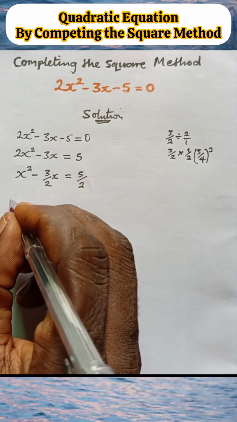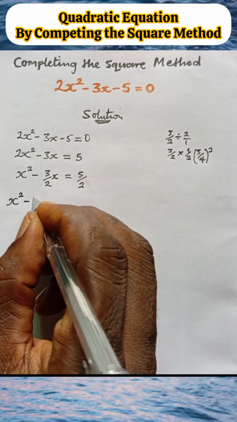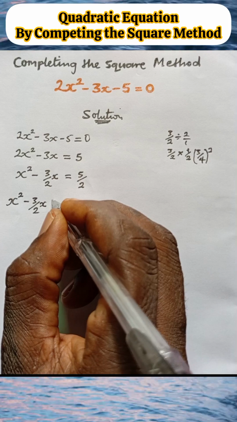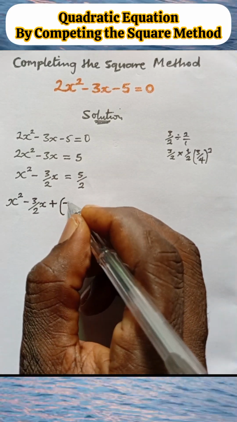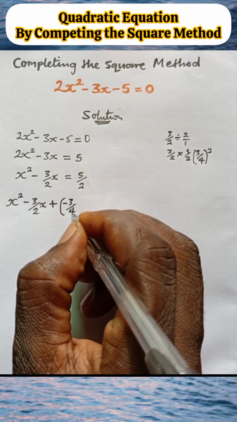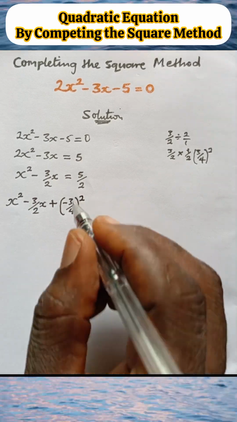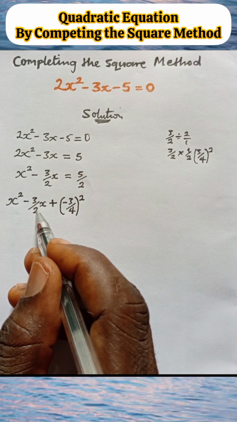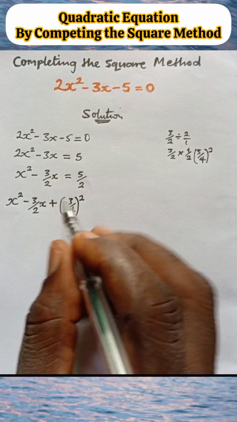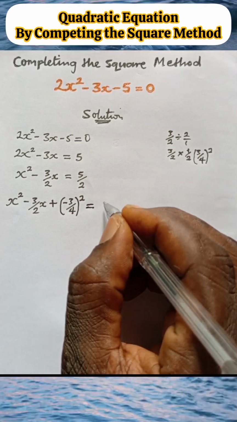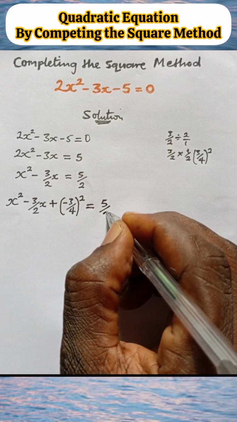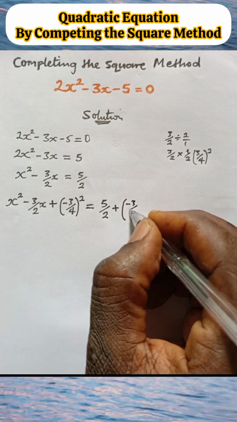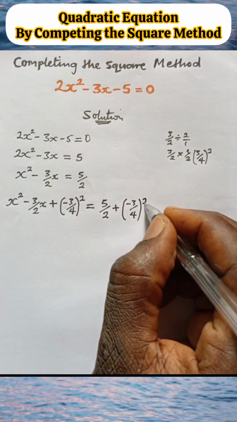We now have x squared minus 3 over 2x. We are not going to add this value to it now. Plus, in bracket, negative 3 over 4 square. So what have we done? We have added the square of half of the coefficient of x to the left hand side. Okay, we are going to do the same thing to the right hand side so that we have 5 over 2 plus, in brackets, negative 3 over 4 square.